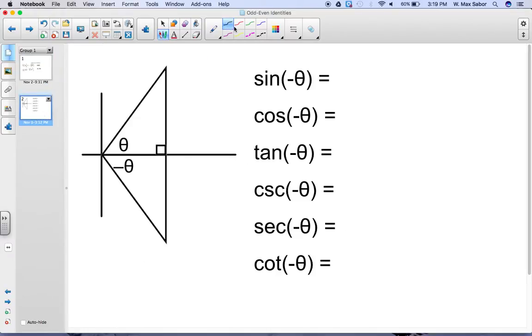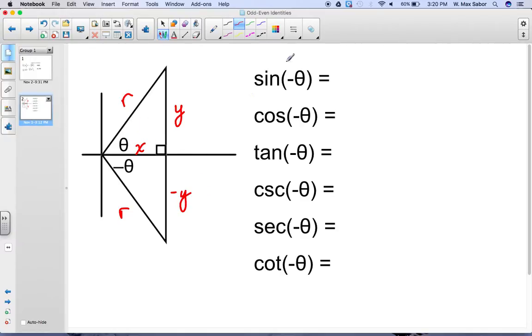So here's a diagram that we're going to be using. When we have an angle of theta, it looks like this, usually in the first quadrant. It could be in another quadrant, but its reflection over the x-axis would be negative theta. So if this is y, x, and r, here we'll have negative y, still x, and still r. So most of them are going to be different, but some of them will be the same.